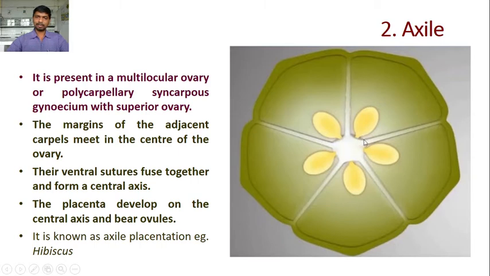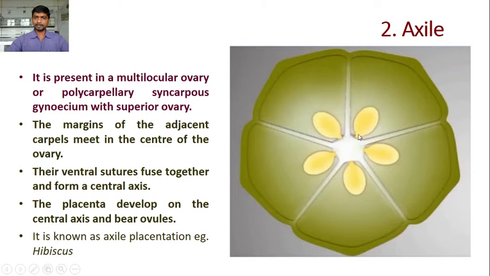Now the placenta has been developed on the central axis. This central axis is formed because the margins of the adjacent carpels meet in the center of the ovary, and it forms the central axis. Their ventral sutures fuse together and form a central axis, and the placenta develops on the central axis and bears the ovule. So this type of arrangement of the ovule on the placenta is known as axial placentation, where the ventral suture occurs at the central axis. It develops the central axis on which the placenta is developed and this bears the ovule. Okay, so this placentation is the axial placentation.